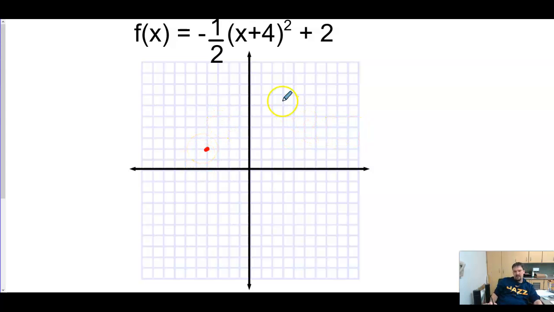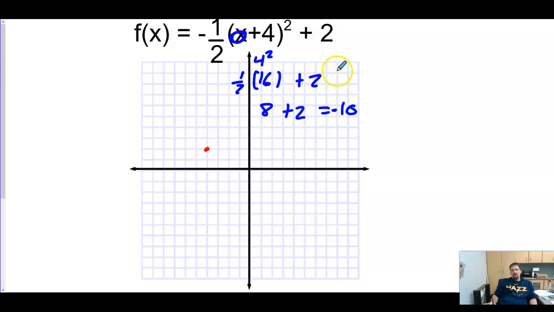So let's go ahead and pick an x value. Let's go ahead and pick 0 right here. 0 plus 4 is 4. 4 squared is 16. Okay, and we're going to take half of that, because we bring down the 1/2. Half of 16 is 8. 8 plus 2 is 10. But with the negative out here, we need to make sure we have a negative. So my new point is going to be at 0, negative 10. So I just pick an x and plug it in there.